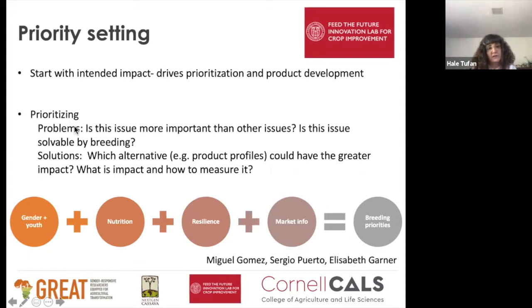And we're looking at different levels of prioritization. For example, prioritizing problems. What issues are more important than others, and how is that importance placed based on what? And is it an issue that's solvable by breeding, first of all? And also prioritizing solutions. Which alternatives, for example, different product profiles or different paths or breeding pipelines could have greater impact for the intended beneficiaries? What is that impact and how is it measured? So we're really thinking of this at very broad levels, and we're not only bringing in gender and youth research, but thinking about nutrition research, resilience, and market information. And the big picture is really, how do you distill all of that, which is mostly social science, into breeding priorities?